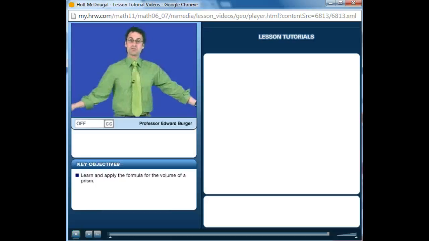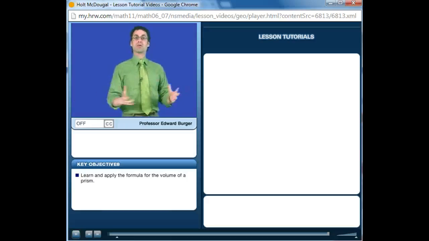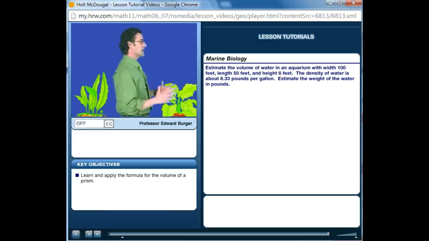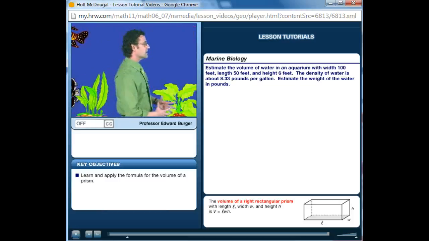You know, a lot of times we can see real-world situations where volume becomes a critical quantity in trying to understand what we see. Let's take a look at this example. So we have an aquarium that's built as a rectangular prism. And our job is to estimate the volume of the water that's in this aquarium in gallons.